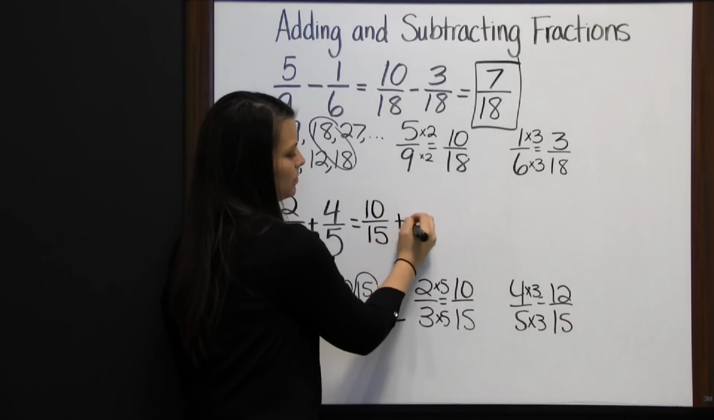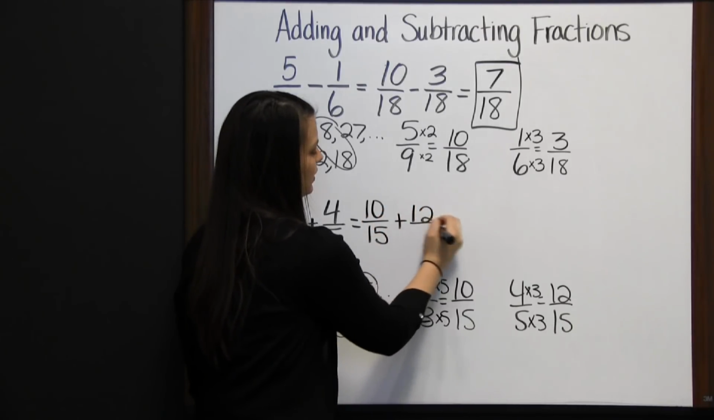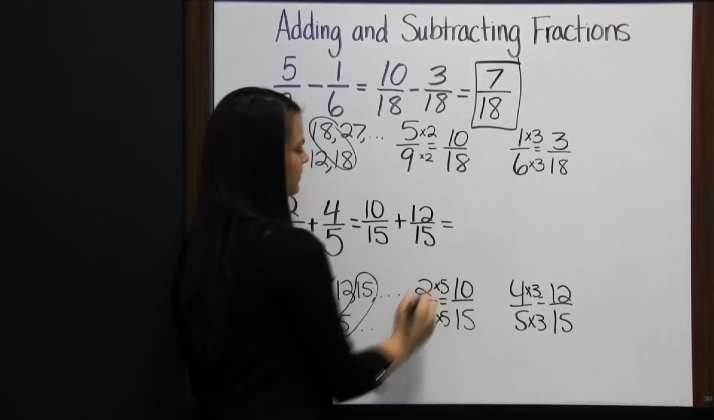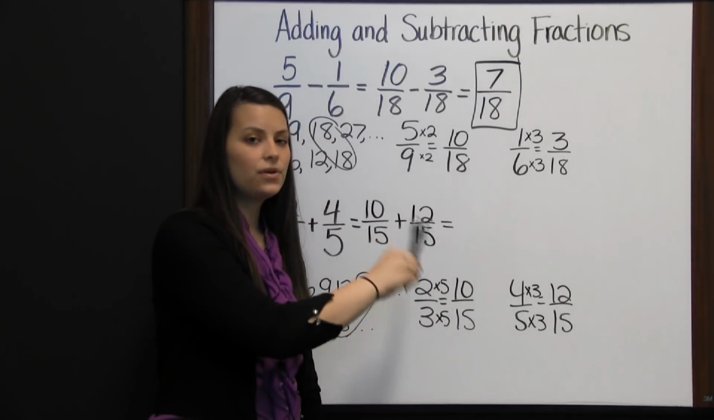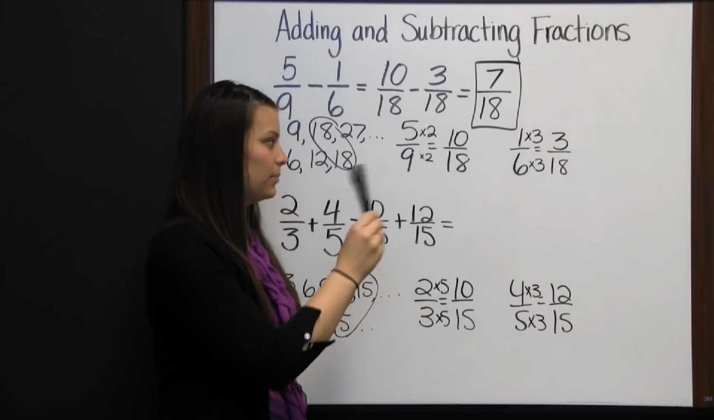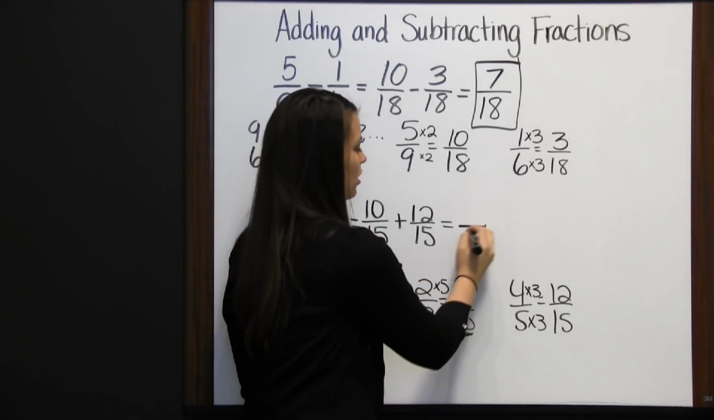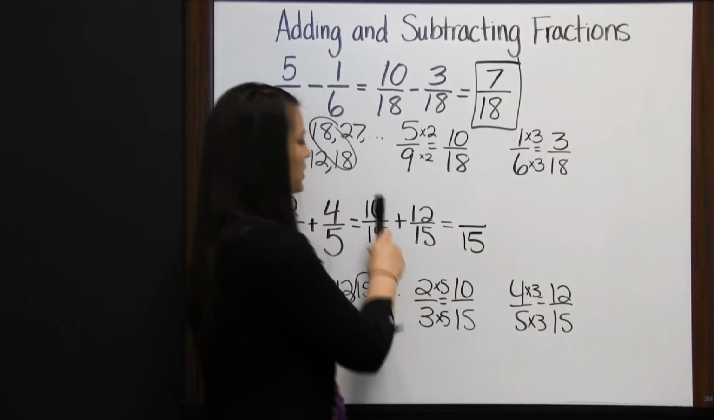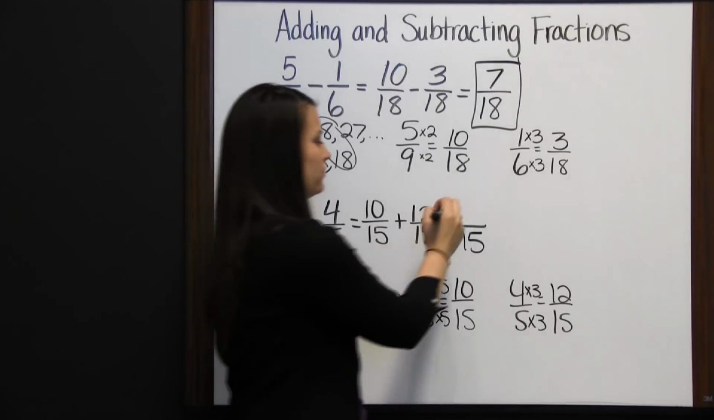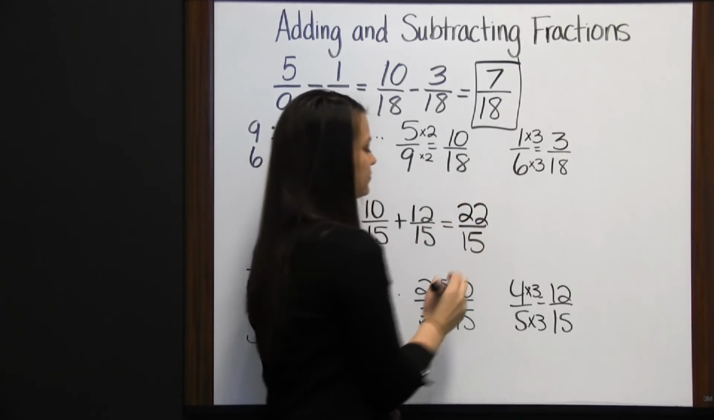10/15 plus 12/15. And again, we add the numerators and put that result over our denominator. 10 plus 12 is 22.